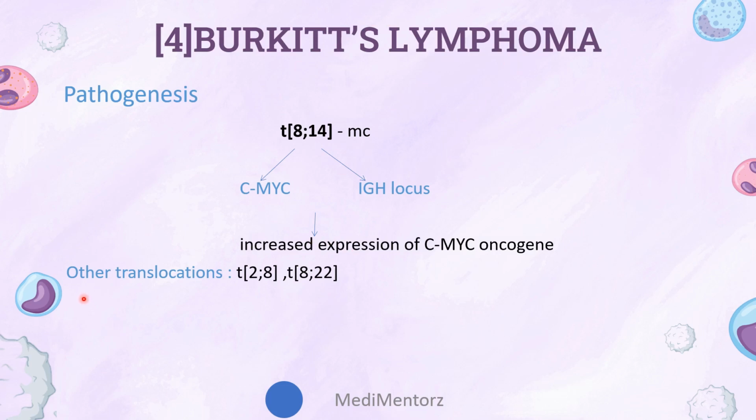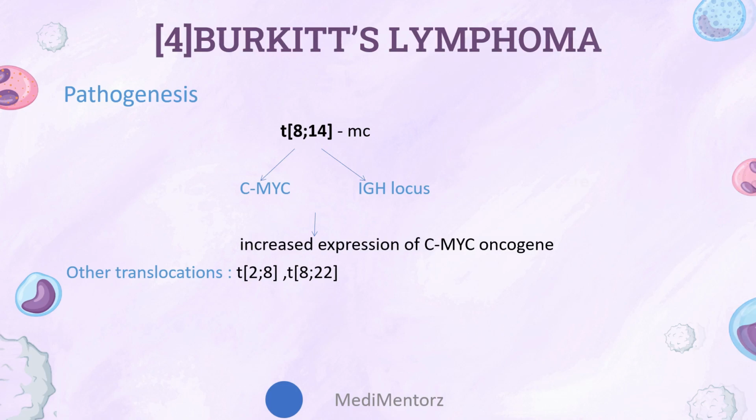You should also remember the other translocations. How I remember this: I love cricket a lot. My favorite player is Sachin Tendulkar. His jersey number is 10. So to get 10, I need to add 2. So I put a 2 here and similarly a 2 over here. So I'm getting the translocations t(2;8) and t(8;22).